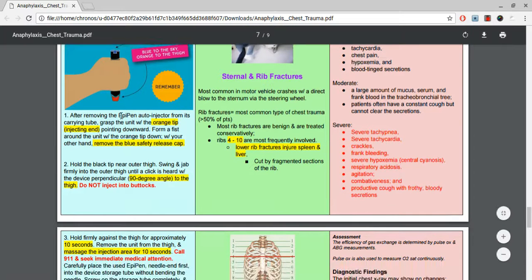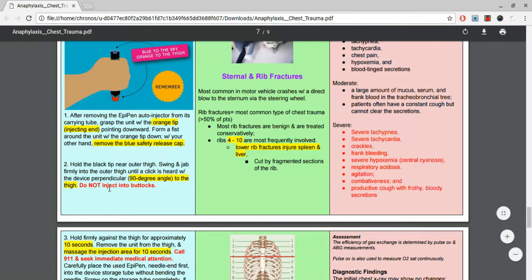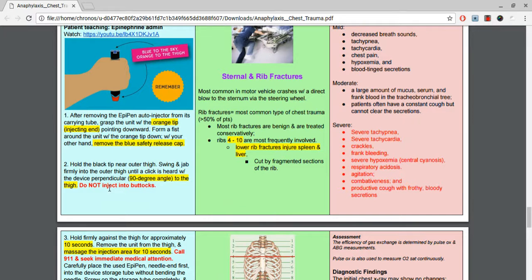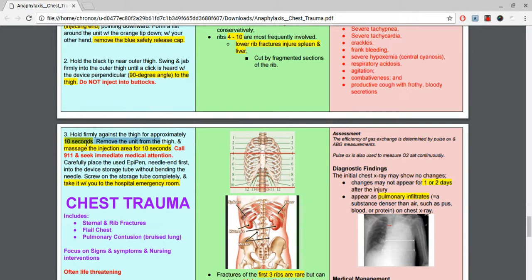And then you're going to jab your thigh with it at a 90-degree angle, and don't inject your butt, okay? So really show that patient, yeah, this is your thigh, this is your butt. Do not inject the butt, inject the thigh, okay? And you're going to hold that EpiPen against your thigh for 10 seconds. And then you're going to remove it from the thigh, and you're going to massage the injection area for 10 seconds again. And that's just to help the medication get absorbed more quickly, because remember, this is an emergency.